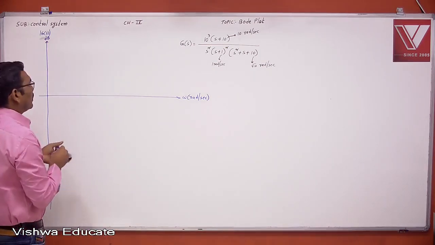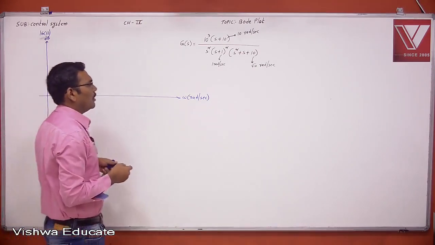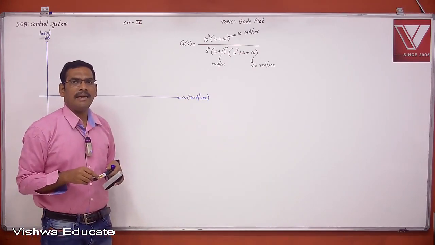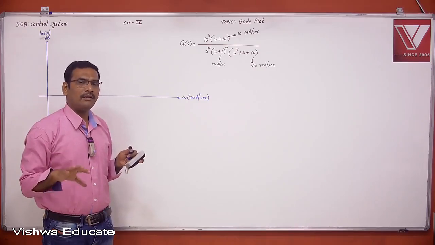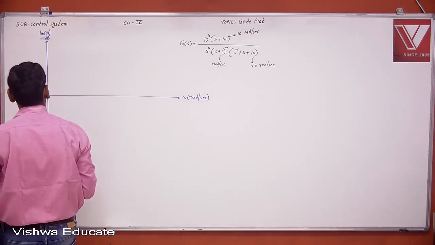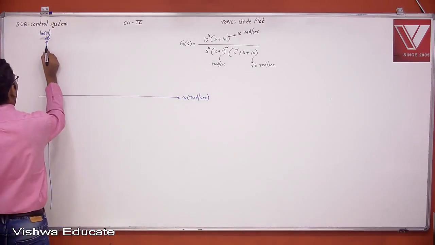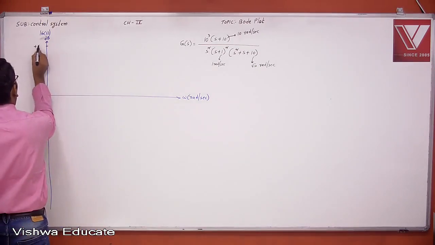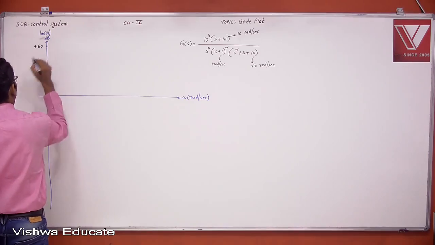Right. Now what is the starting magnitude? You already calculated the starting magnitude using a formula, and for this particular problem you are getting plus 60 dB. Is it right or not? Now the starting magnitude is plus 60 dB.